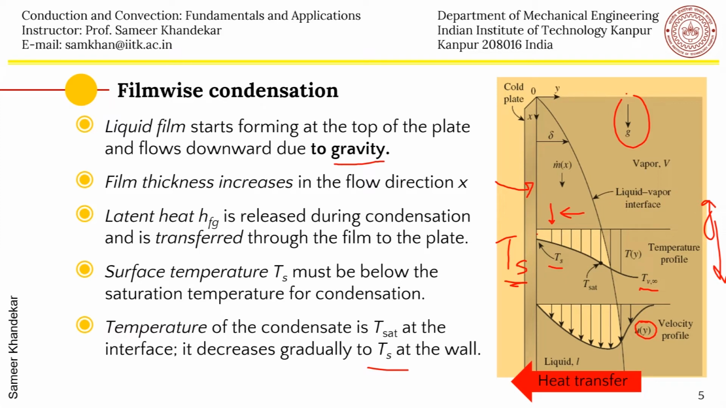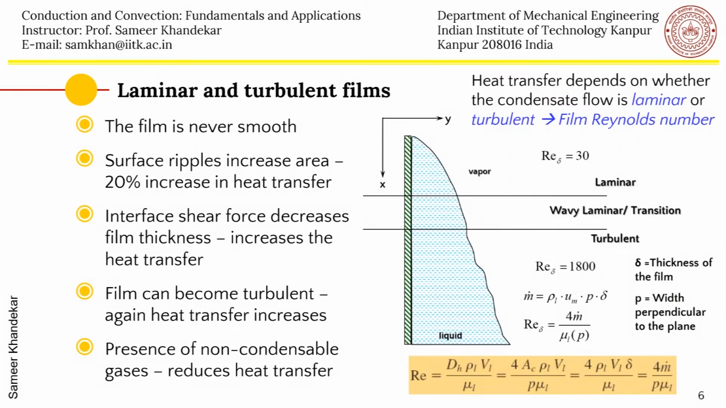So now, as you will realize, this particular liquid film is falling down, and it will remain laminar. Of course, this particular interface is never smooth. There will always be some ripples, and these ripples will increase the surface area which is exposed to the vapor. So you can see this is the vapor and this is the liquid which is falling down. The heat transfer is taking place in this direction, and the temperature is maintained here, T_s. And there is the vapor temperature.